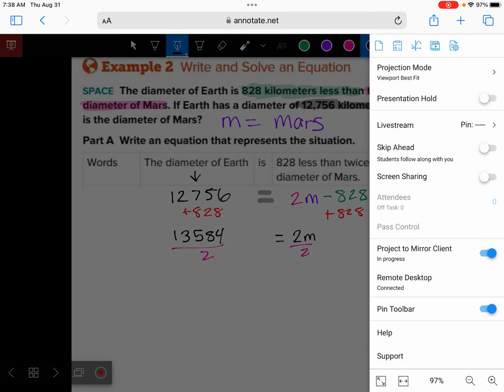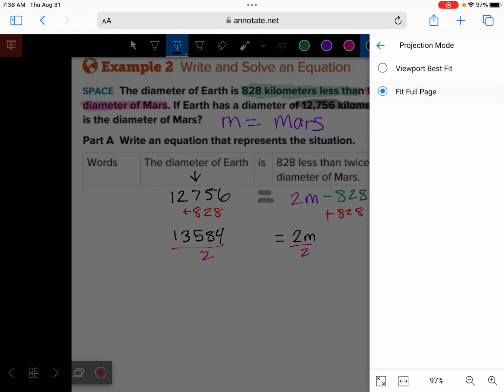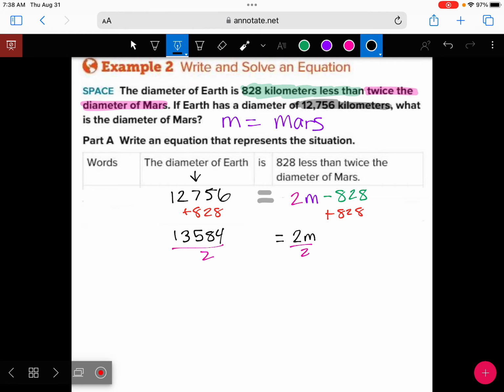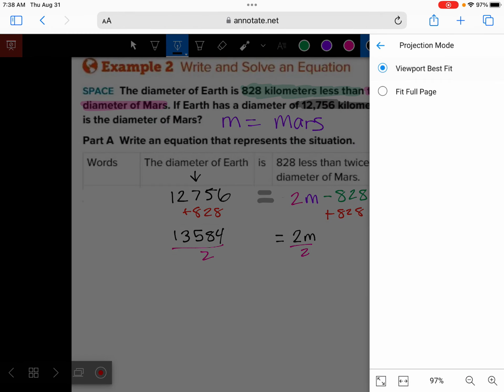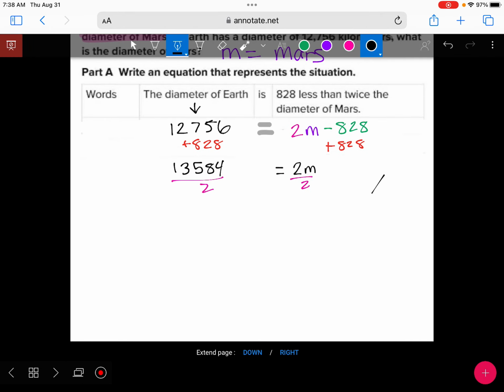Why won't it let me see? My thing frozen? There we go. Now it's thinking.